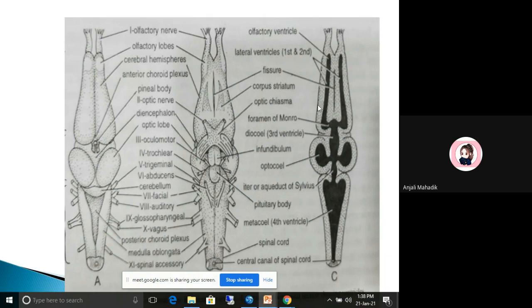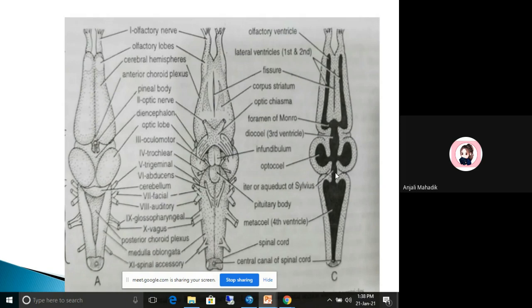First, in the forebrain, this is the rhinocele, the olfactory lobe cavity, and the lateral ventricle, the cerebral hemisphere cavity. There is a union, called the foramen of Monro. Then this is the diocele, the diencephalon cavity, and the optic lobes cavity, called the optocele. The narrow canal in between the metacele and optocele is called the iter, or aqueduct of Sylvius.